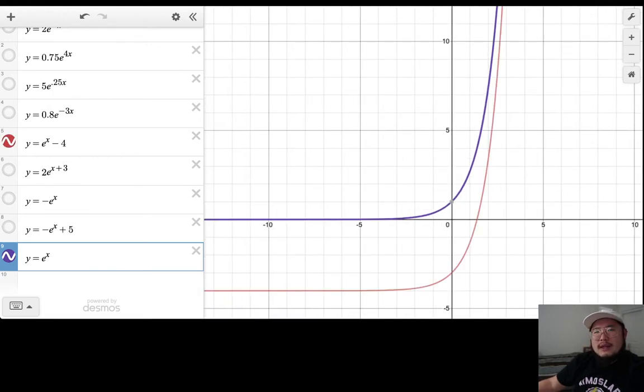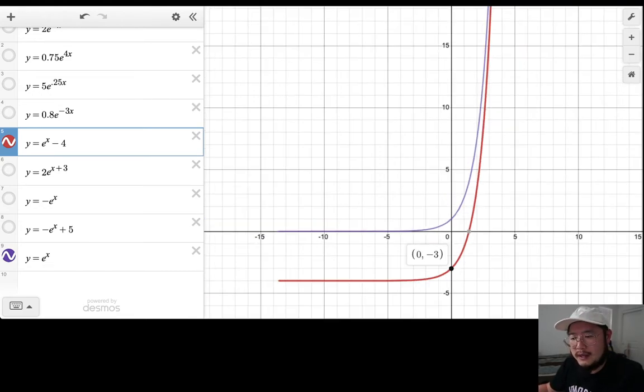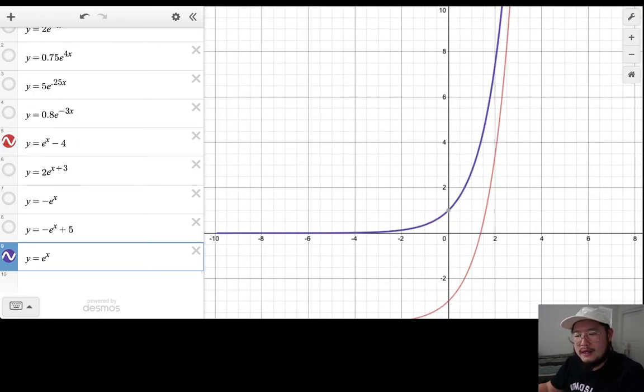Now, the reason why I'm showing you this is look where this crosses the y-axis. It's here at 0, negative 3. Okay. It's not at 0, negative 4. So that's the important thing to realize in this problem. Yes, it is being shifted down 4 units, but it's not 4 units from 0, 0. It's 4 units from where it crosses the y-axis, right here at 0, 1, and then moving down 4 units. Okay. So that is the key thing right here.